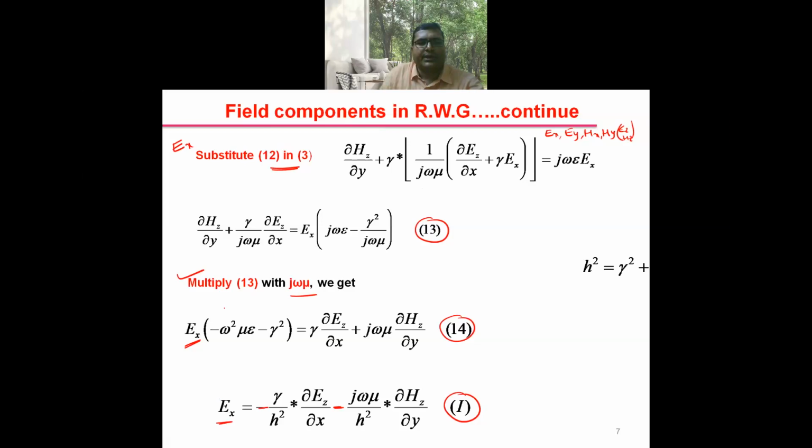Similarly, we can determine Ey, Hx, and Hy. Here, minus omega square mu epsilon minus gamma square is represented by minus h square. Here, h square is equal to kx square plus ky square, where the value of kx is m pi by a and ky is n pi by b. A and b are the dimensions of the rectangular waveguide. M and N depend on the mode of propagation inside the waveguide. M and N are constants.